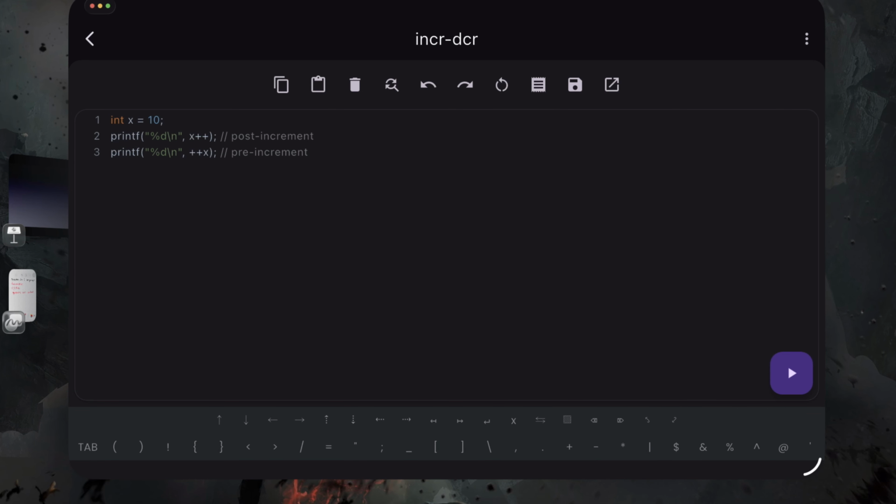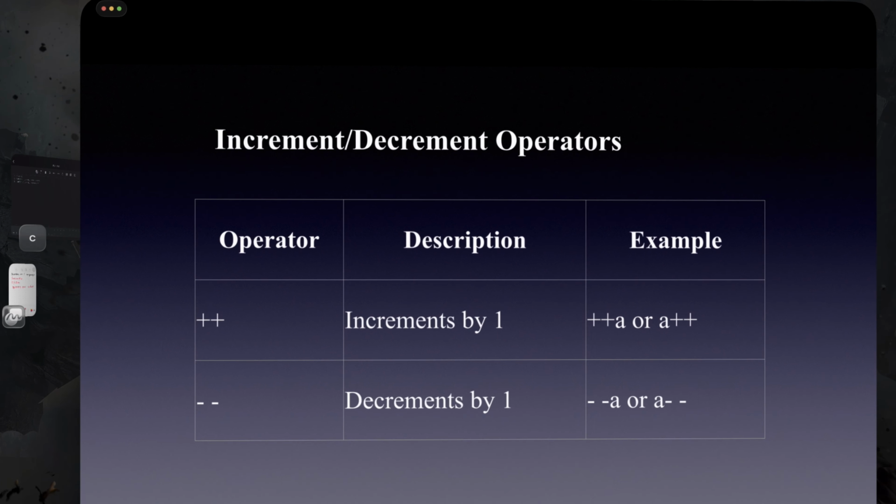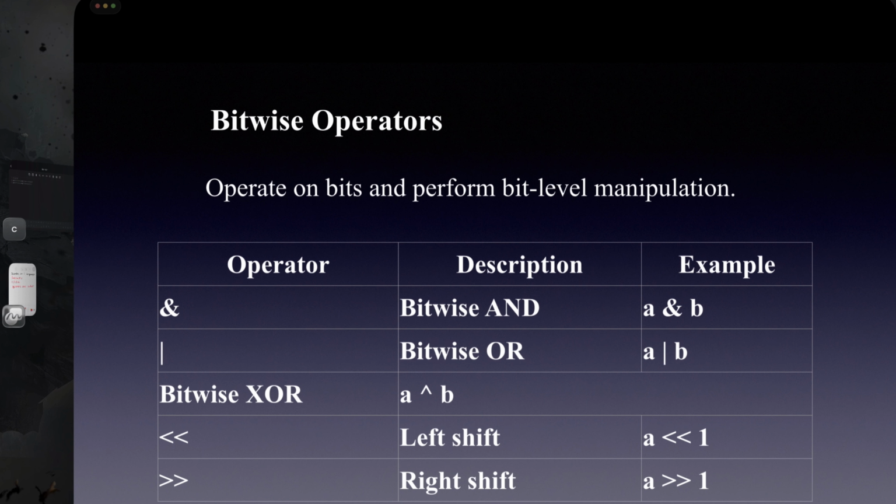Now we move on to the next topic, bitwise operators. Bitwise operators perform operations on individual bits of data. They include bitwise AND, bitwise OR, bitwise XOR, left shift, right shift. They are mainly used in low-level programming such as hardware or embedded systems.